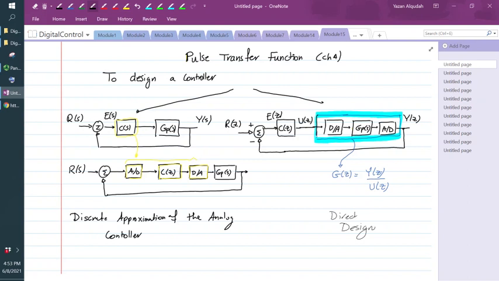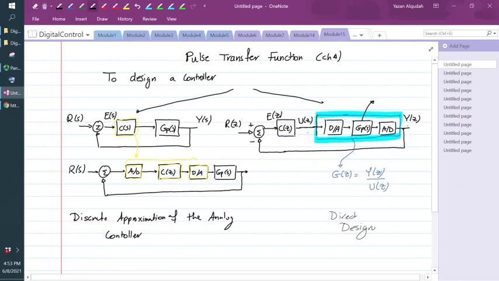Now, in order for us to design this using the direct design method, I need to be able to take the transfer function between Y of Z and U of Z. If I look at this system, I want to be able to calculate G of Z, which is Y of Z over U of Z in this figure here. Now that is not straightforward because this GP of S is an analog plant. So this plant here, GP of S, is expressed in terms of S. It's a continuous time system.